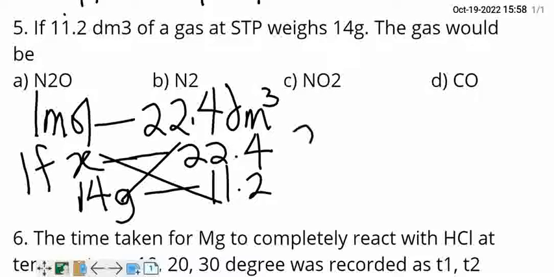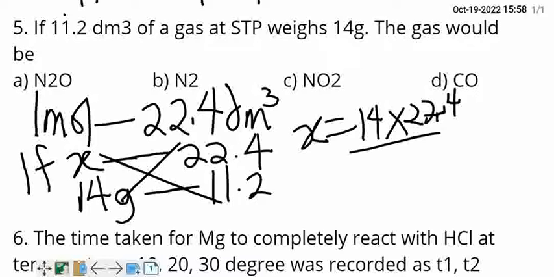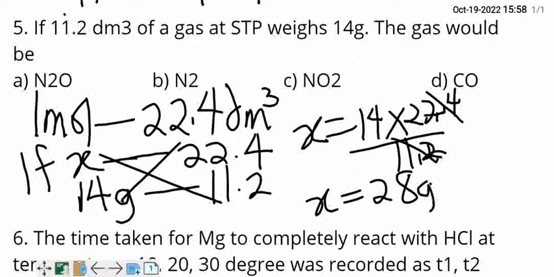When you cross multiply from here, our x is 14 times 22.4 divided by 11.2. When you finish up, you would have your x as 28 grams. 28 grams here is for nitrogen. Each nitrogen atom is 14, so 2 times 14 is 28. So this is the solution to question 5. I go on to question 6.